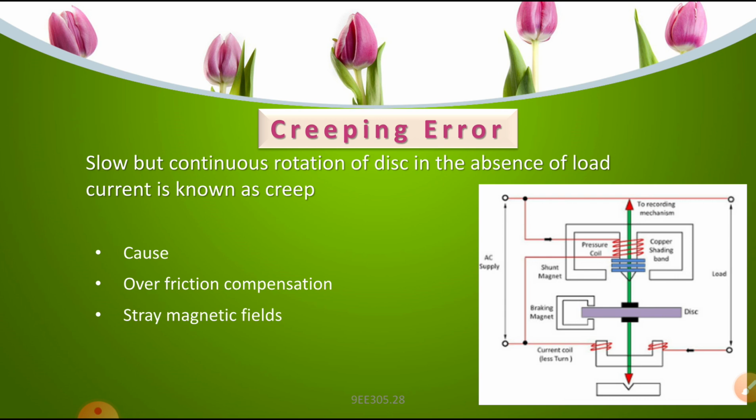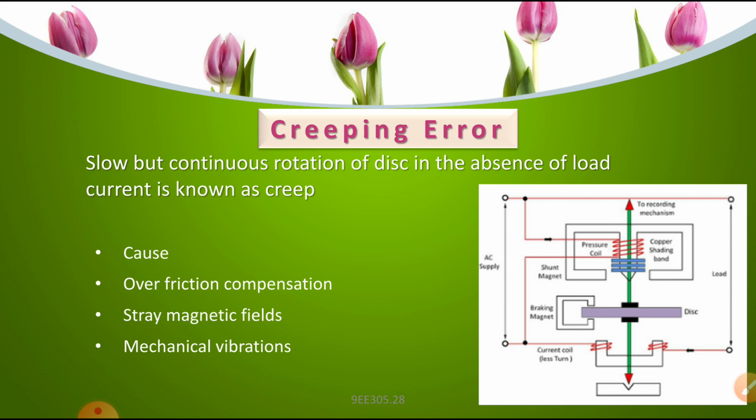Next, stray magnetic fields. Outside magnetic fields may affect the disc, and the disc will try to rotate. Here there is no phi 1 flux developed because there is no load, there is no I1 current, so there is no phi 1. Whatever the phi 2, it is unable to rotate the disc, but due to the stray outside magnetic fields it tries to rotate our disc. So this is one reason: the over friction compensation and stray magnetic fields.